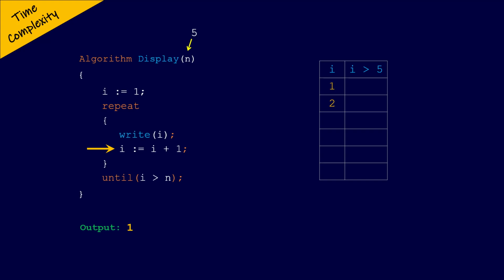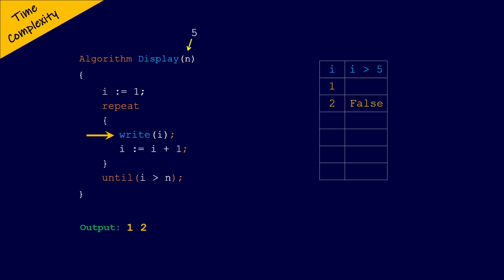Then the condition in the repeat until statement is evaluated, which is I greater than n. So here we have the condition as I greater than 5. And at this point, since I is 2, the condition 2 greater than 5 is false. Therefore, the statements within the repeat until loop will be executed again. That is the write statement that will output the value of I, which is 2.